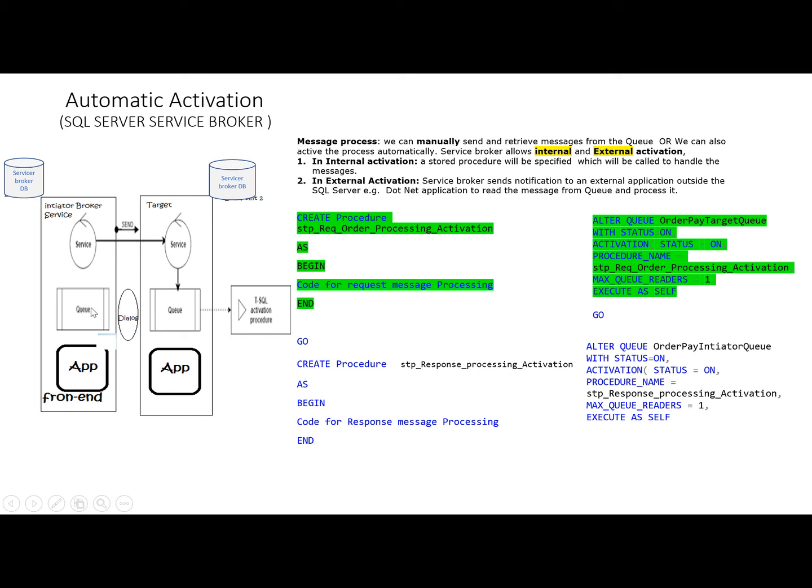After creation of this stored procedure, I will modify this queue by using the ALTER QUEUE SQL Server syntax. This is my initiator queue, order pay initiator queue. Here I will set activation status equal to on, and I will mention the procedure name which I have created. This procedure has the logic to process the messages. After doing this, I can start the conversation. So let's move now to SQL Server Management Studio to implement this internal activation.